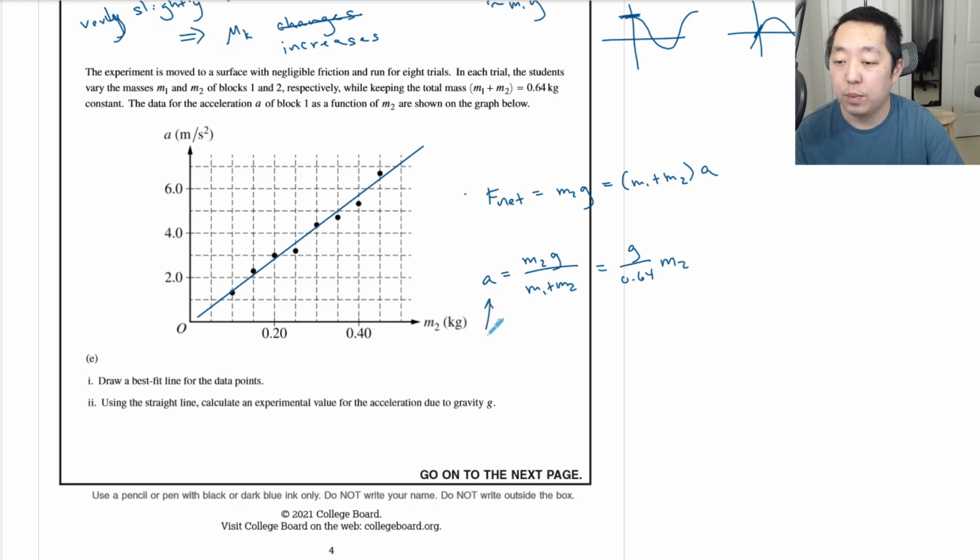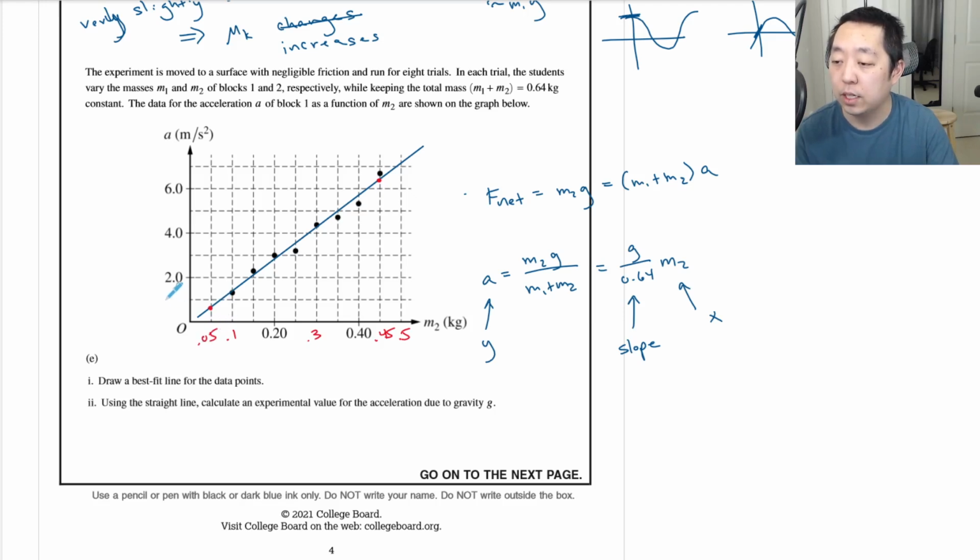That means if this is my y value and this is my x value, my horizontal axis, then this has to be my slope. So we calculate the slope here. Let's pick a value here. I always pick 2 points that are far apart. Okay, so this is 0.1, 0.3, and this point here is 0.45, because this is 0.5 here. So this is 0.45, this is 0.05 for the x-axis.